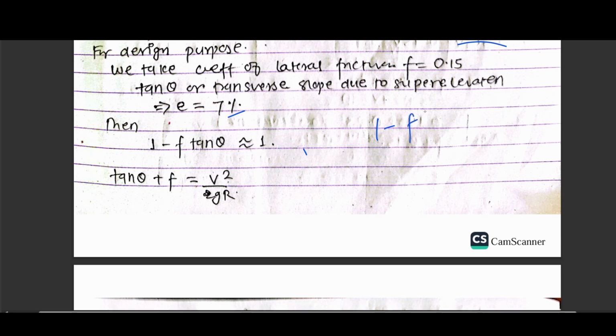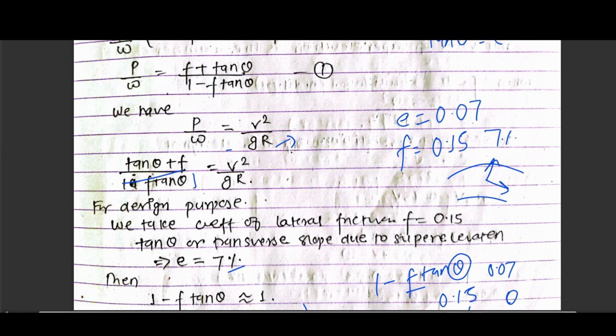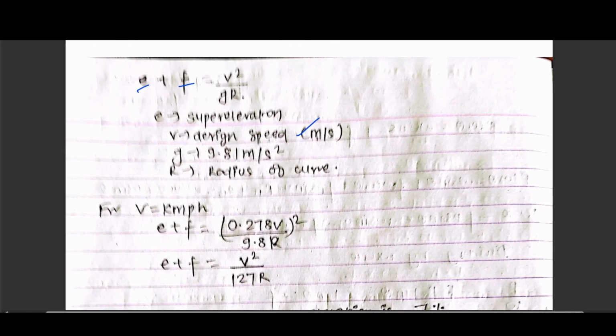So in 1 minus F tan theta, if we keep tan theta at 0.07 and F at 0.15 and solve it, the value would be nearly 0. So 1 minus 0 equals 1 for design purposes. Keeping this value as 1, it will be tan theta plus F equals V squared by gR. So it's written like this, where tan theta equals e, the super elevation, v is the design speed, g equals 9.81 meters per second squared, and R is the radius of curvature.